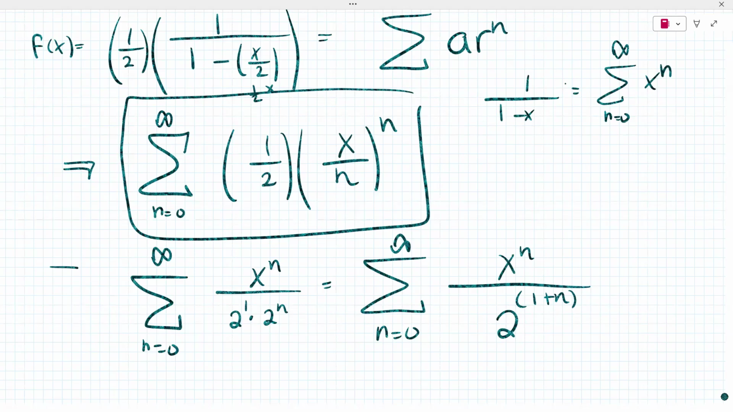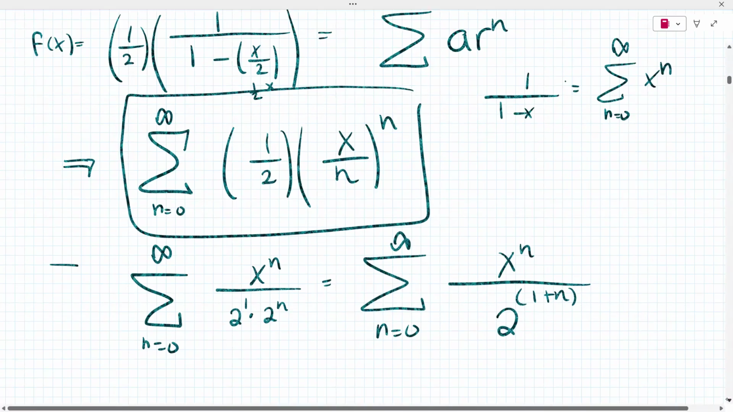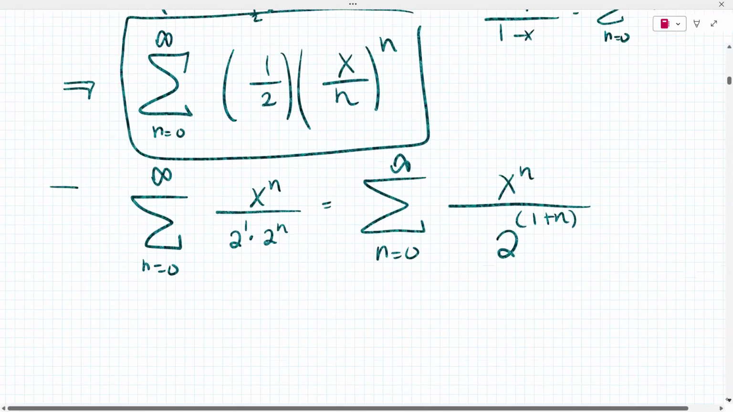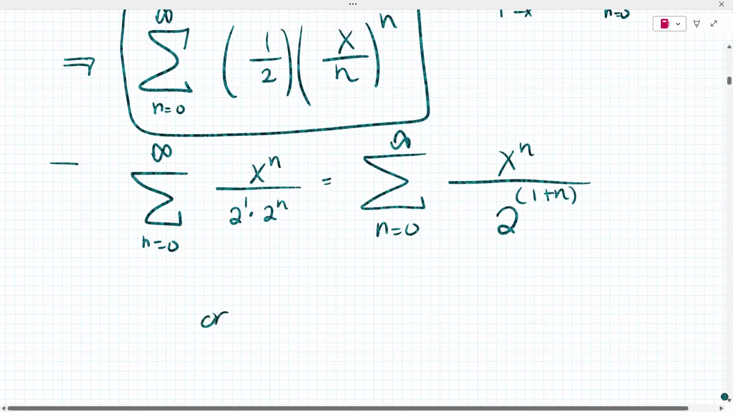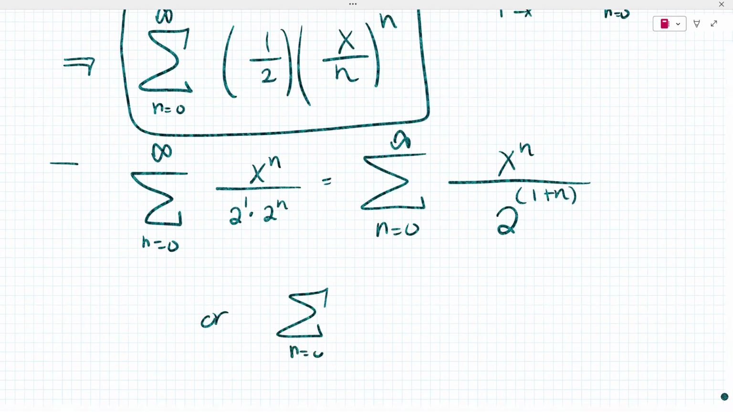Now, believe it or not, you can also rewrite this with a negative power. So you can also say the summation from n equals 0 to infinity of 2 to the negative 1 minus n times x^n. You can rewrite this as a negative power because it's in the denominator, right?